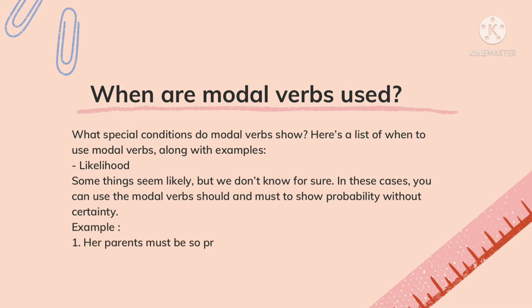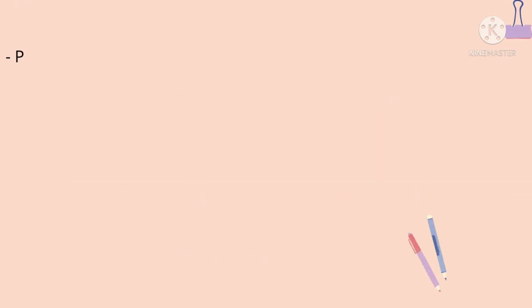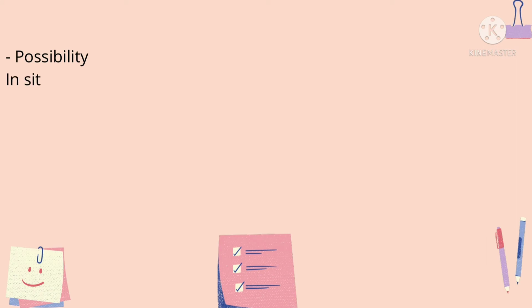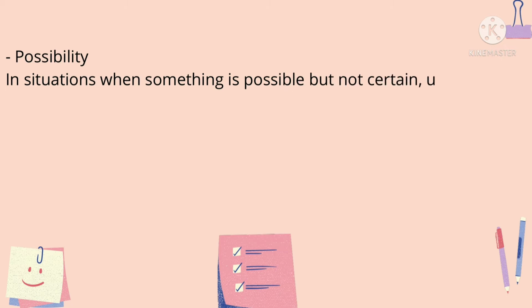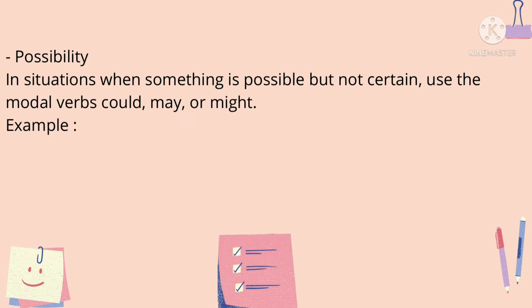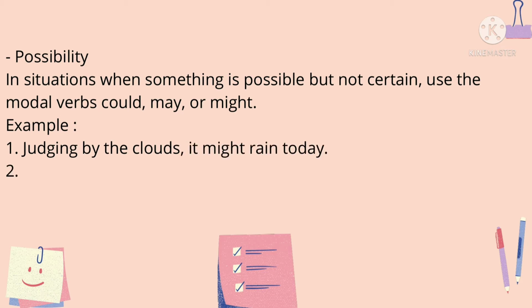Example. First, her parents must be so proud. 2. My baby brother should be asleep by now. Possibility. In situations when something is possible but not certain, use the modal verbs could, may, or might. Example. First, judging by the clothes, it might rain today. 2. She may become the youngest pro soccer player ever.